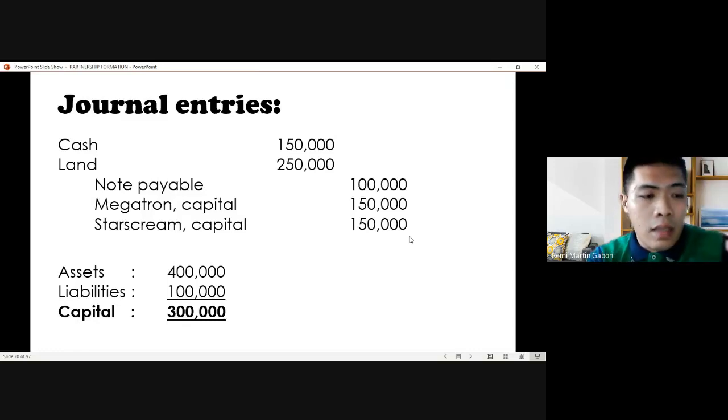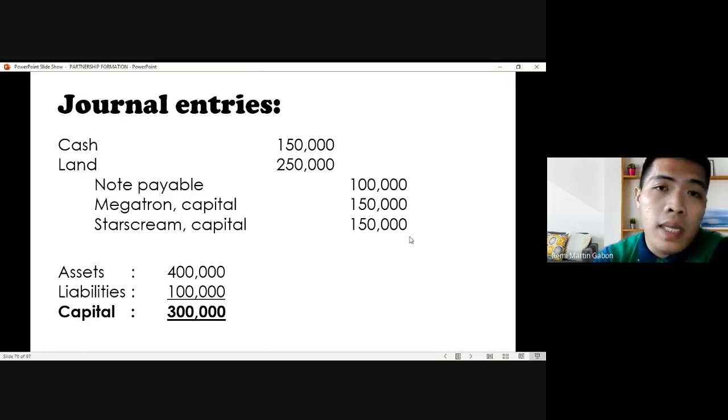To have it in journal entry, we have to debit cash, 150,000. Then we debit land, 250,000. Then credit note payable, because the liability has been assumed by the partnership, note payable for 100,000. Megatron capital for 150,000, corresponding to his investment of 150,000.